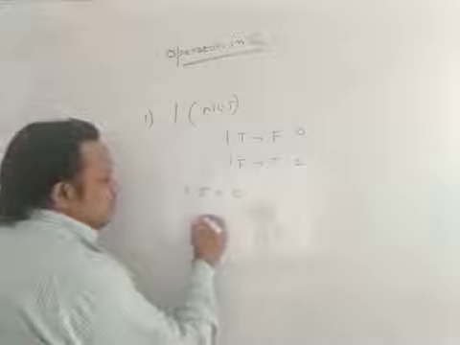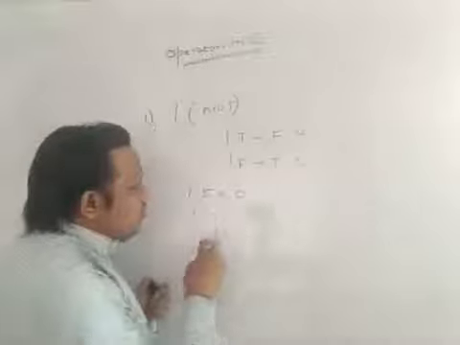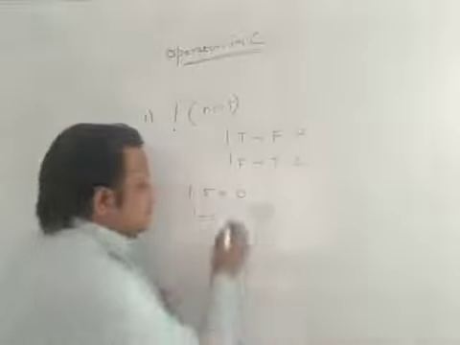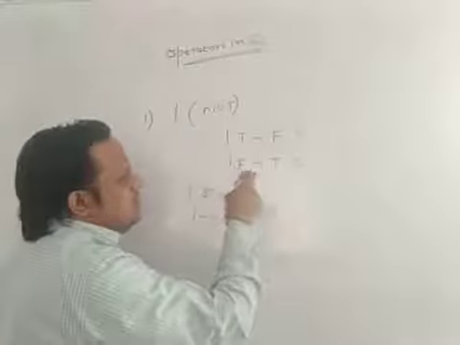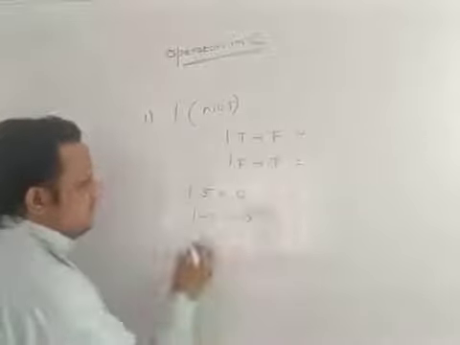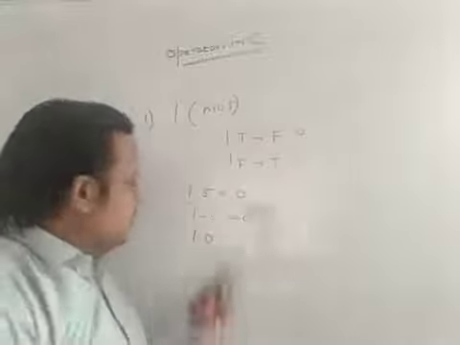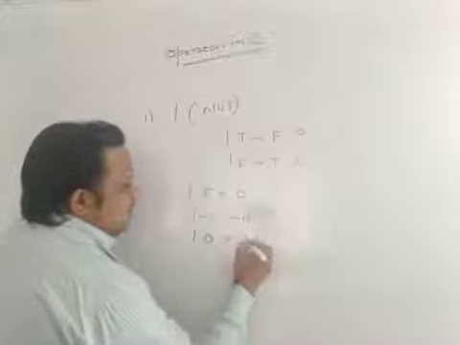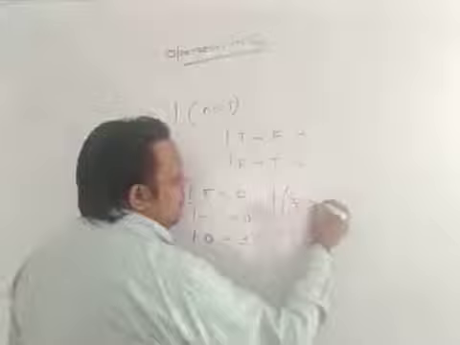If I write not of minus 5, this minus 5 is also a true value. True means 1, and not of 1 means 0. So not of true is false and false means 0, and not of false is true and true means 1. So if I write not of 0, 0 is false. So not of false is true, and true means 1, right?